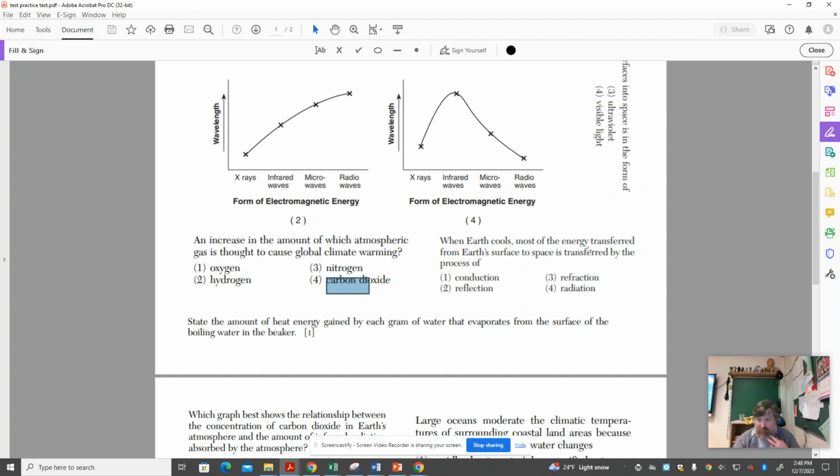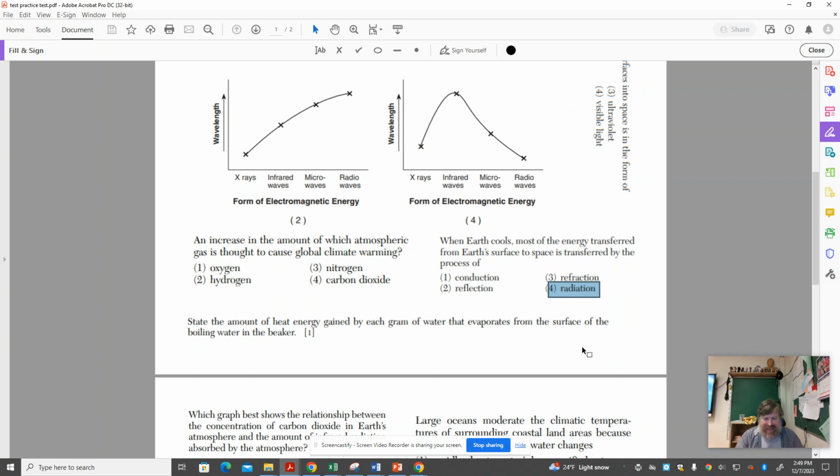When Earth cools, most of that energy transferred from Earth to space, which would be infrared, how does that get out? It radiates out from the planet. Right now, you're radiating heat out to the room you're in. The planet radiates its heat back out to the atmosphere.